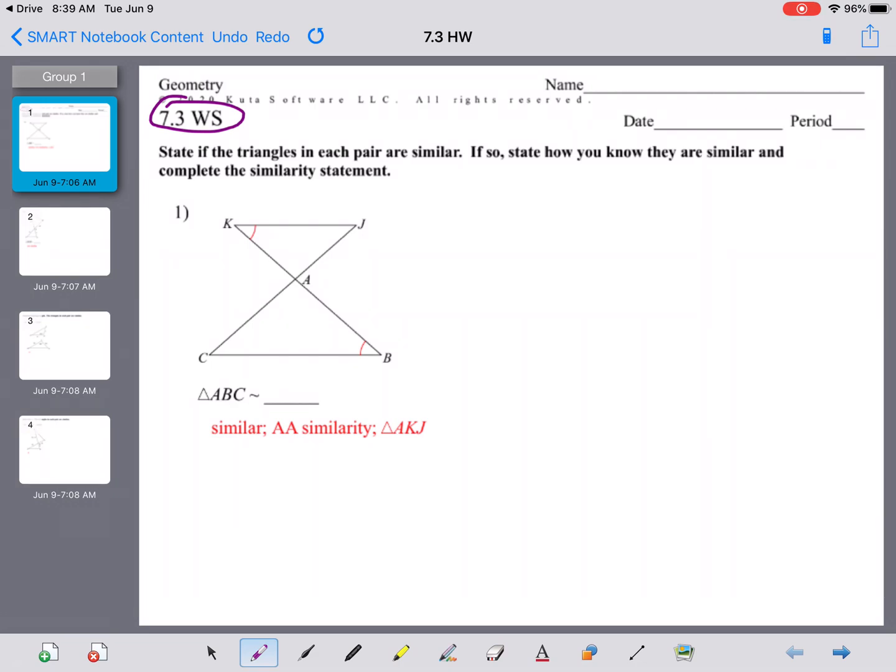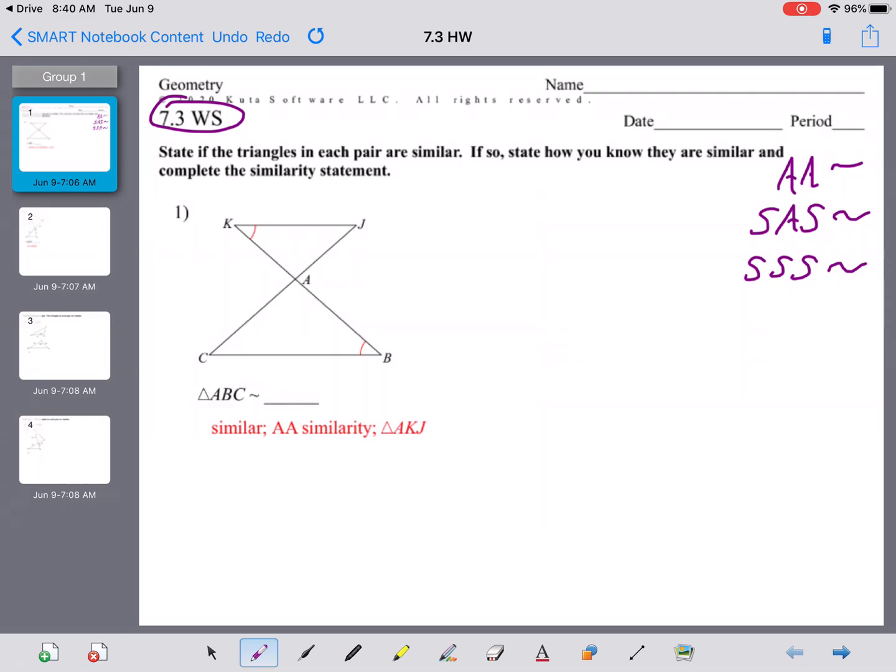So remember, the 3 tests that we learned for similarity for triangles were angle, angle similarity, 2 pairs of congruent angles. We had side, angle, side similarity. That would be if you had 2 pairs of corresponding sides that were proportional, and then the pair of included angles would have to be congruent. And the last one we learned was side, side, side similarity, which would apply if you had 3 pairs of corresponding sides that were proportional.